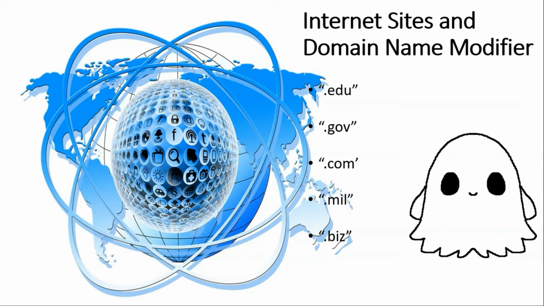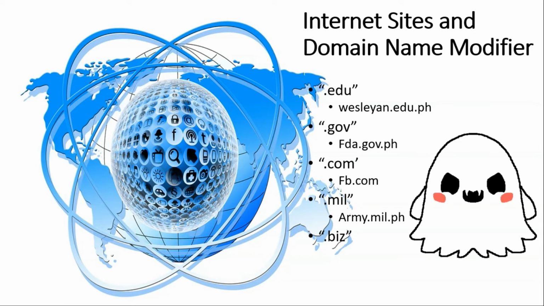.edu, which stands for education, and an example is your wesleyan.edu.ph. .gov naman is for your government. An example is your fda.gov.ph. .com naman, which stands for commercial and is used by mostly commercial websites. An example is your very famous FB or your facebook.com. And .mil, which stands for military, like your army.mil.ph. And .biz is for your business. An example is your Baguio Biz.